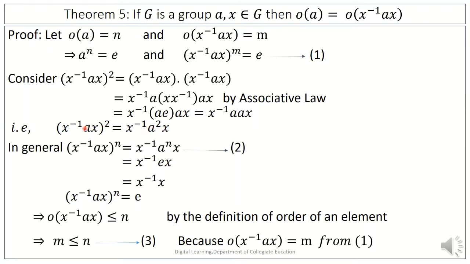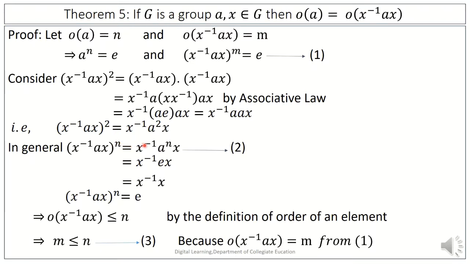Similarly, x inverse into A x to the power 3 can be written as x to the power minus 1, A to the power 3 into x. In general, we can prove by mathematical induction. So we can generalize this one. Instead of 2, we can take it as n. That's all. So in place of 2, put n.